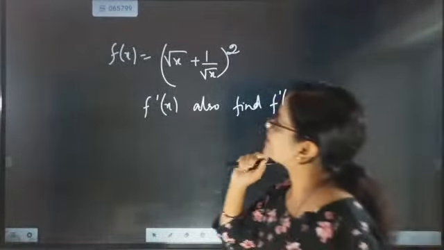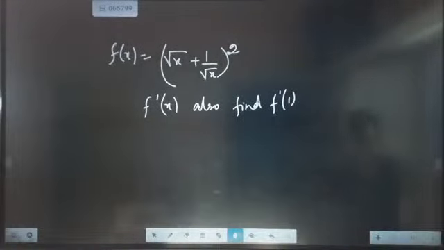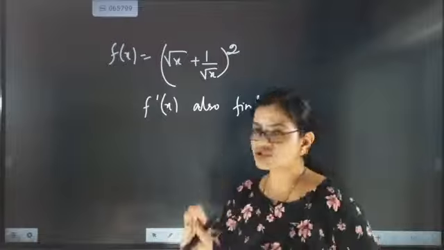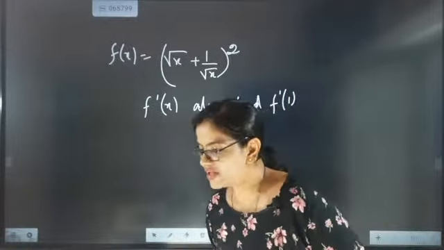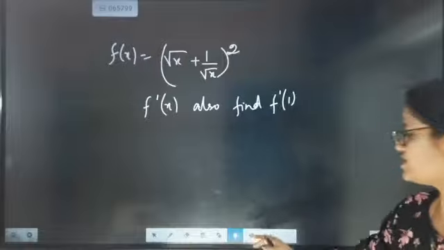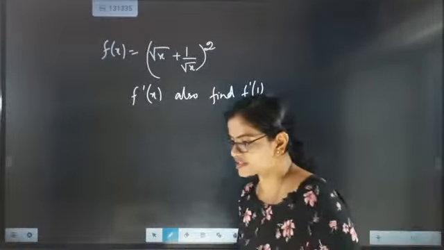Our question is given as f of x equal to root under x plus 1 by root under x whole square. Now first you have to find f dash x and you have to find f dash 1. You have to find exactly both of it. So first work is we are going to find f dash x first.